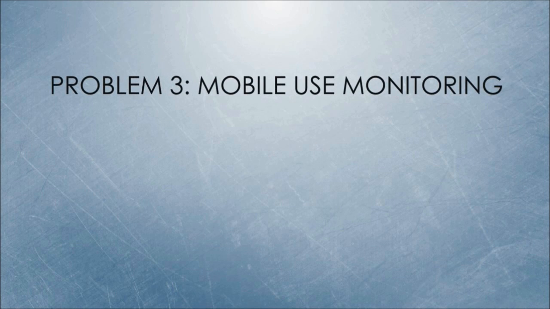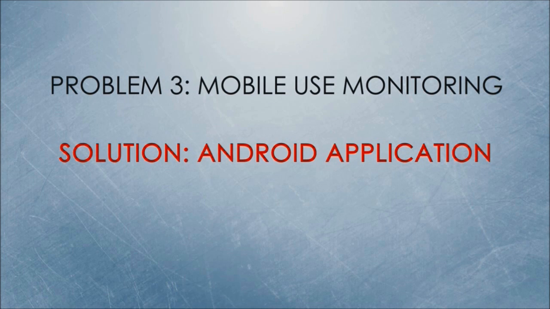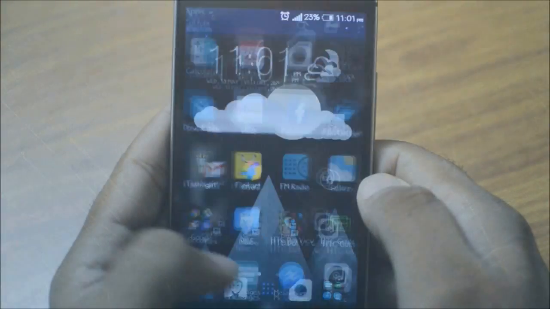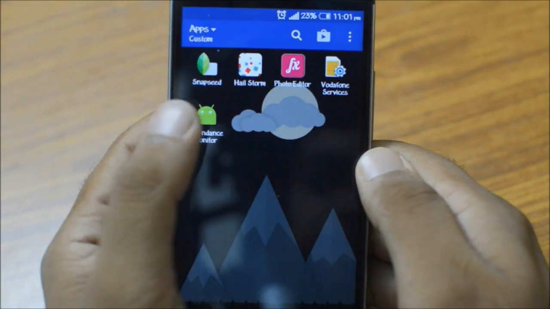Now finally, the third problem. How do we monitor the mobile usage? One of the best ways is to make an Android app for the same. Such an app can also be used to give attendance.